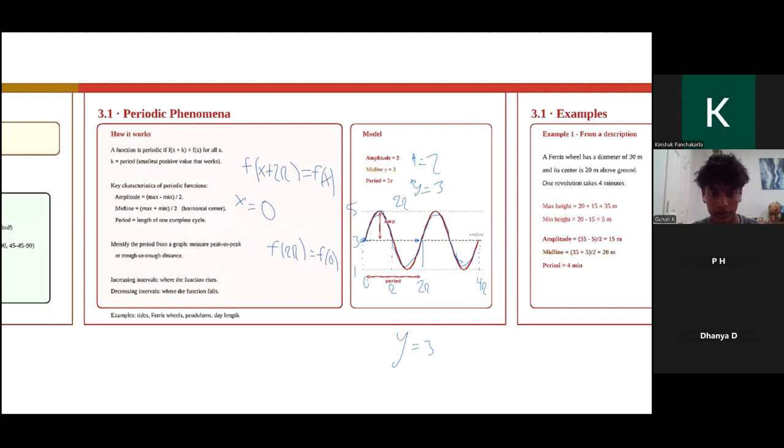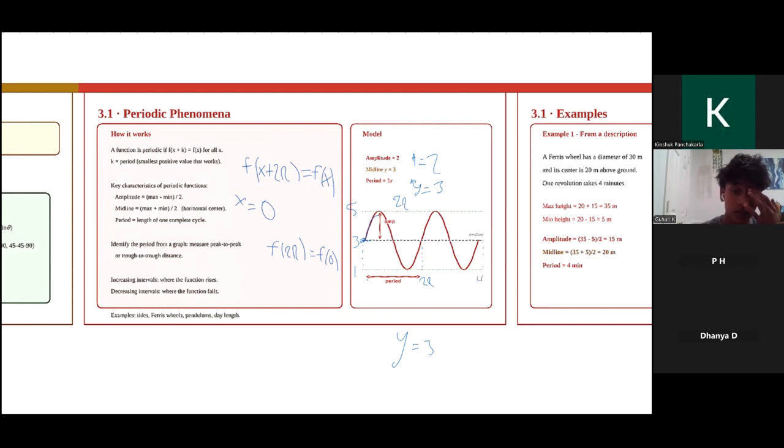The period is going to be where the graph is repeating and repeating. For example, so here, I said that a little weird. Let me just show you. Let's say that this point right here is going to be 2 pi. This point right here is going to be 4 pi.